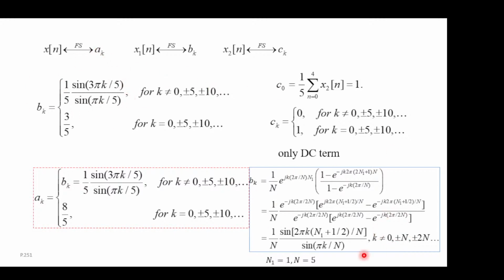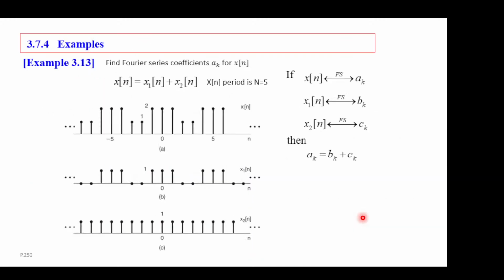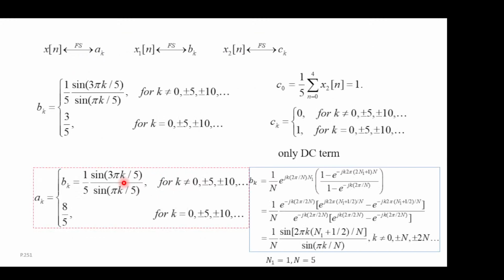Well, this is for the non-zero k. And for k equals 0, because it will be sine 0 over 0, we need to do special treatment. So you will take the average. For the 0 term, we know it's the DC term, which is just the averaging of the signal over one period. So it's 3 over 5.